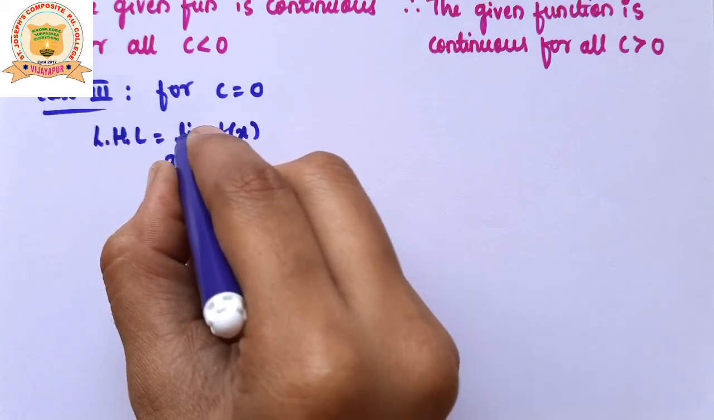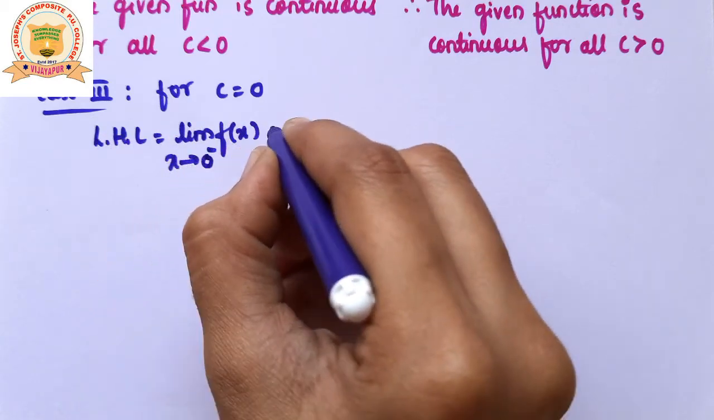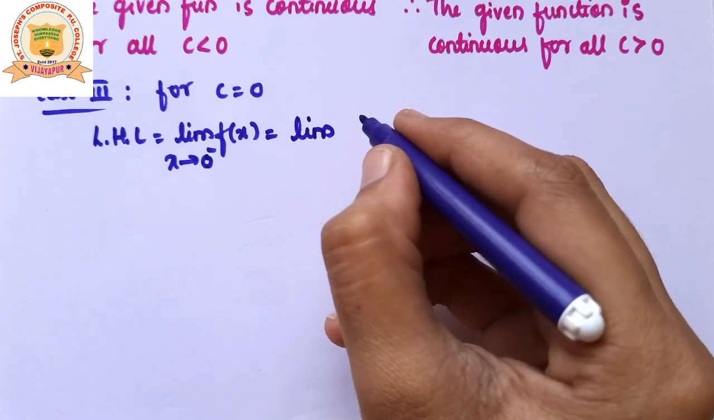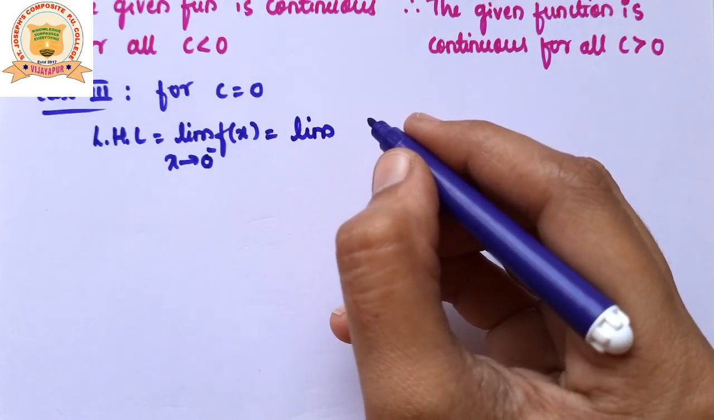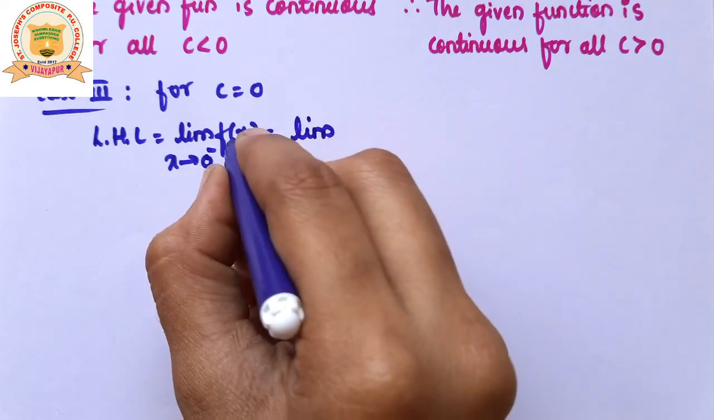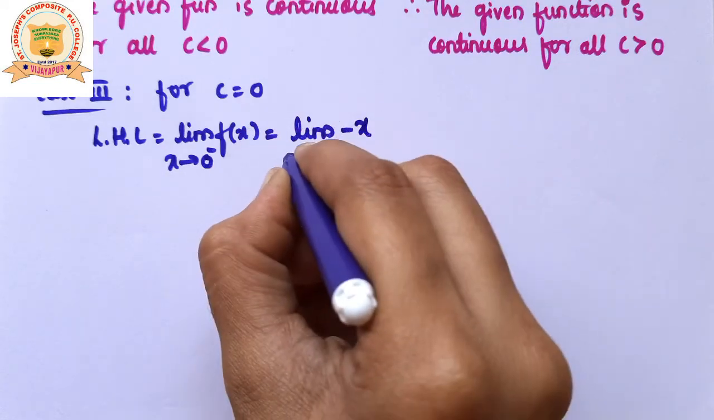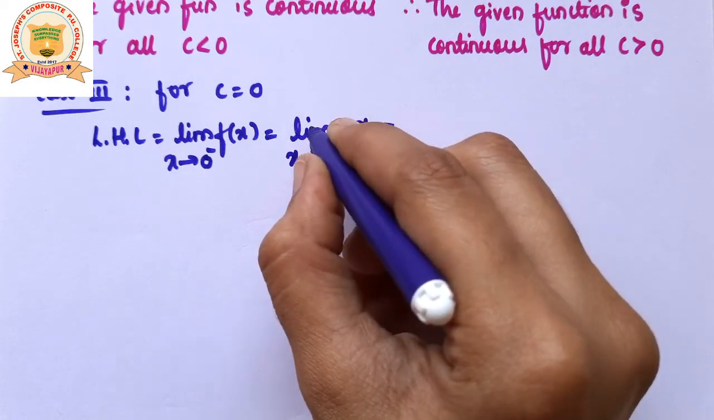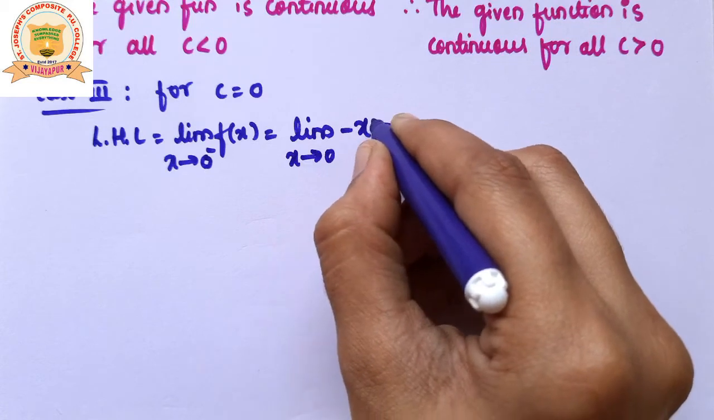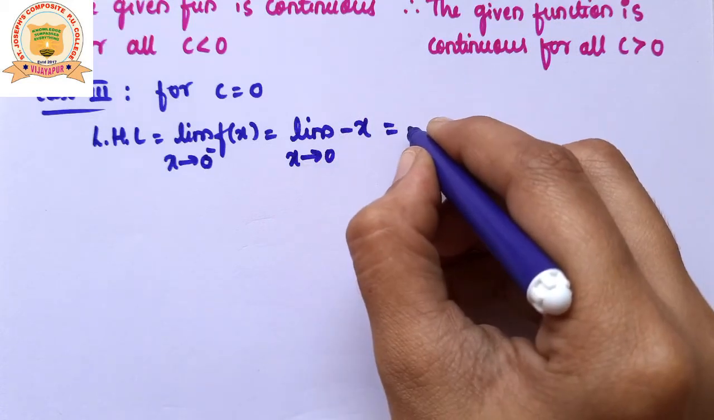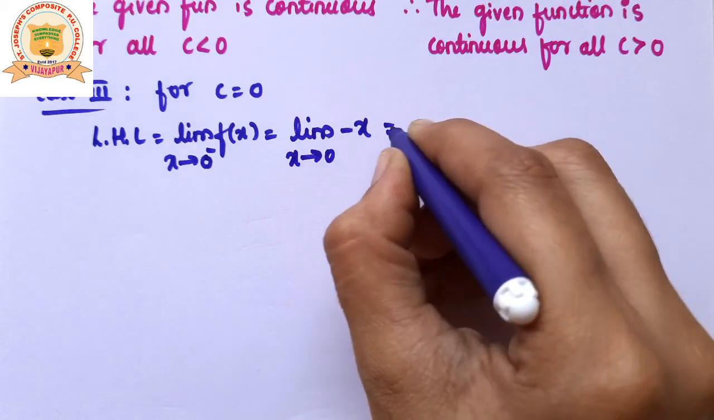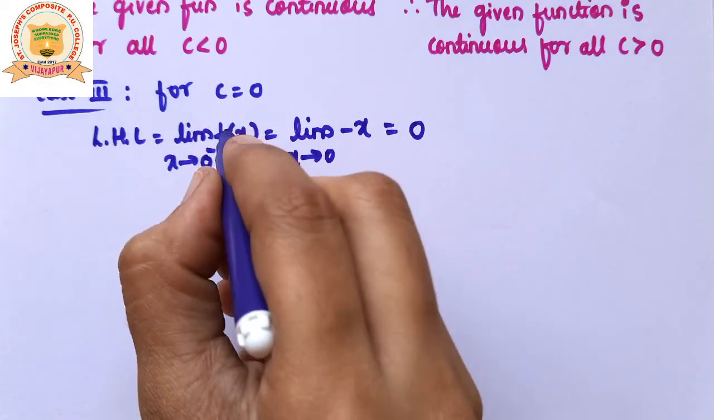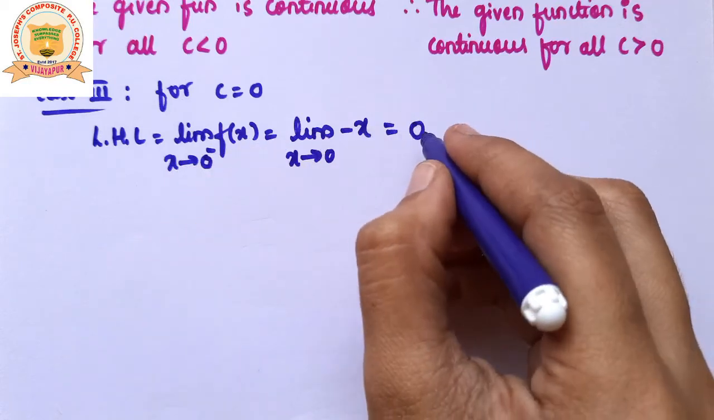LHL is equal to the limit of f of x as x tends to 0 minus, which is equal to the limit of, what is the f of x value for less than 0? For less than 0, the functional value is minus x. Therefore, as x tends to 0, f of x value is minus x. So, as x tends to 0, what does minus x tend to? Minus x tends to minus 0, nothing but 0 only. Therefore, the left hand limit of this function as x tends to 0 becomes 0.